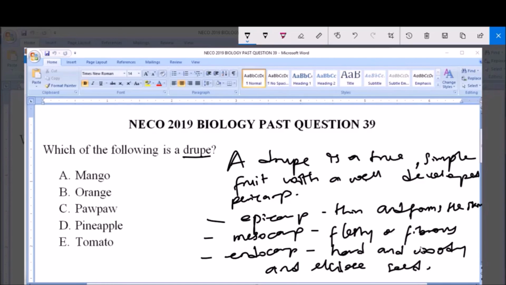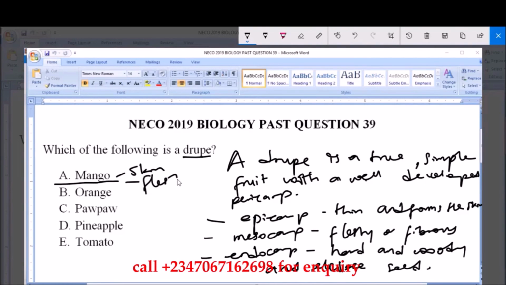Now, from this description of a drupe, you agree with me that mango here is a drupe, because if you look at the characteristics of a drupe, its epicarp is thin and forms the skin. So also the epicarp of mango forms the skin and is also thin. Now the mesocarp is fleshy or fibrous. The mesocarp of mango is actually fleshy, and then the endocarp is hard and woody and encloses the seed, and that is correct for mango. Very correct. So a mango is a drupe.